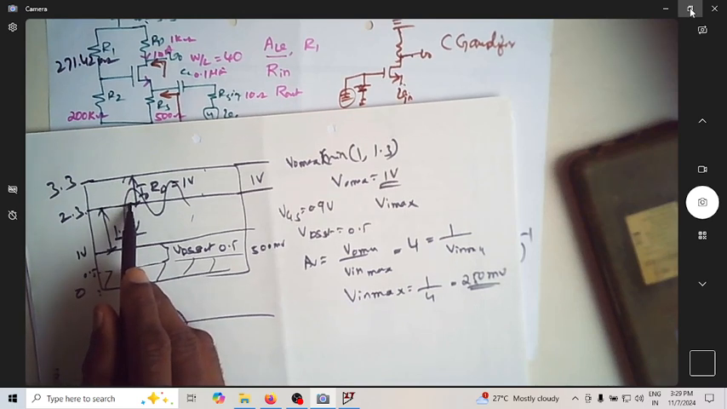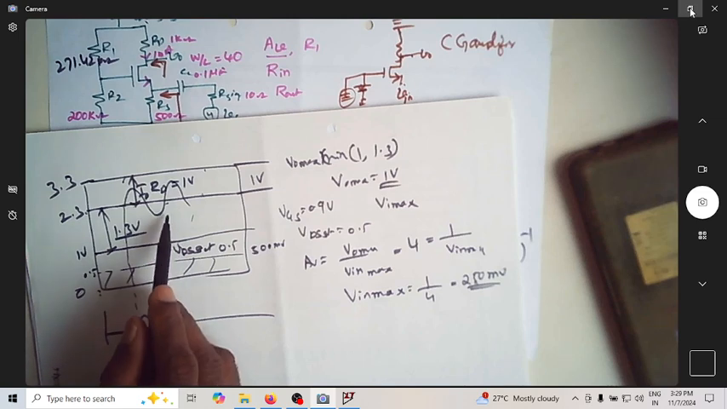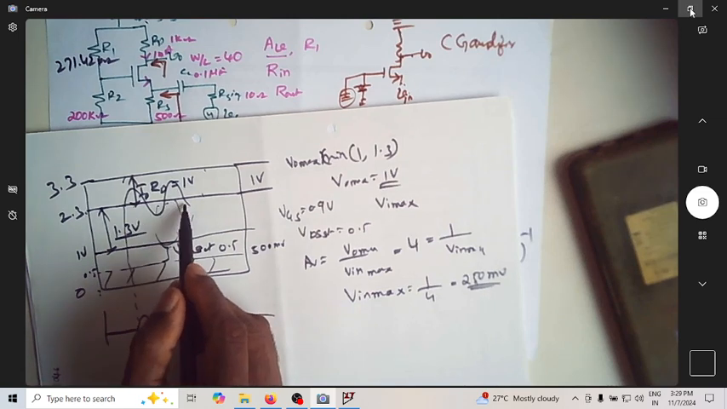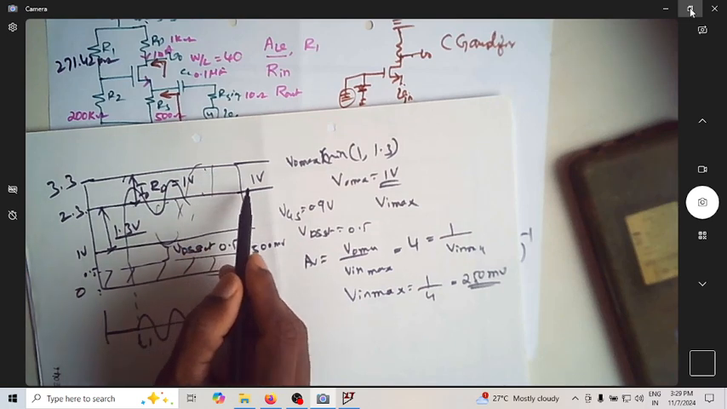At the bottom you have up to 1.3, but it doesn't mean that you can utilize this entire swing, because if you want to utilize the entire swing at the bottom, you have to have an equal amount of swing on the top, but you have a limited swing at the top, which is 1 volt.